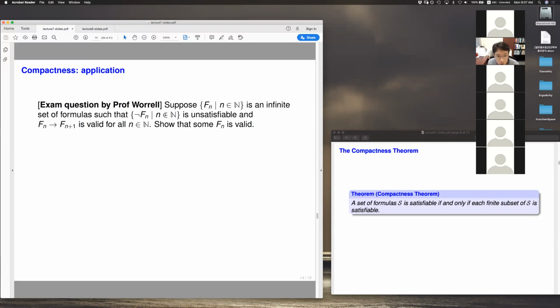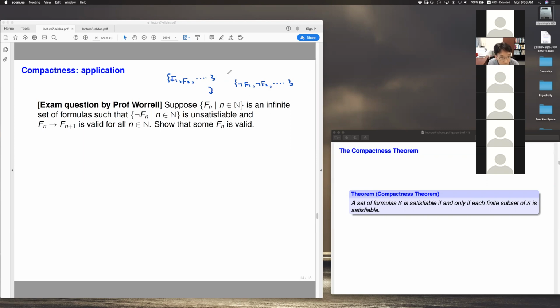The question goes like this. We have a countably infinite set of propositional logic formulas F1, F2, and so on. If you take the negation of these, the negation of F1, the negation of F2, and so on, this infinite set becomes unsatisfiable.